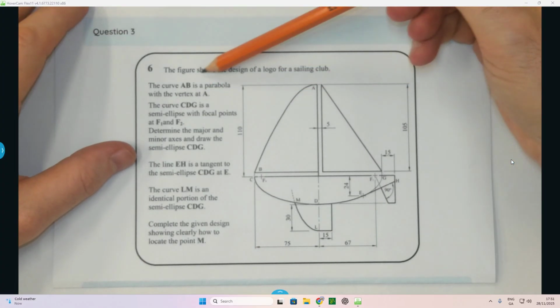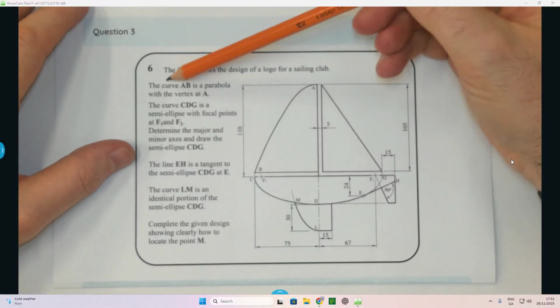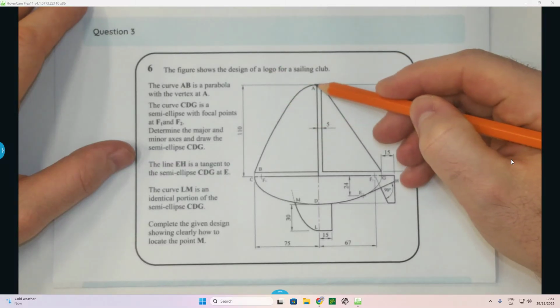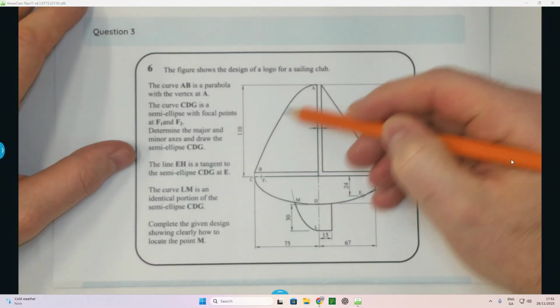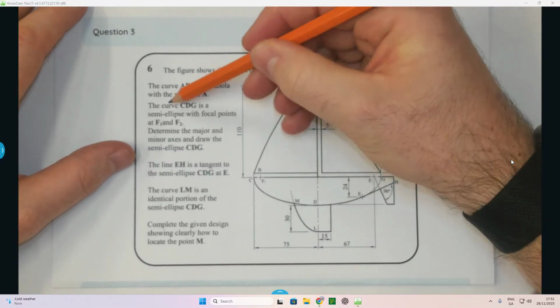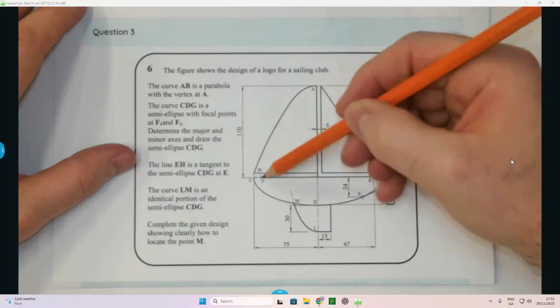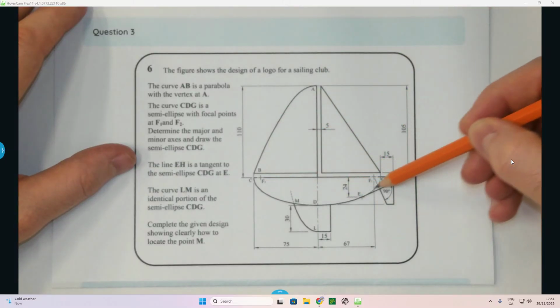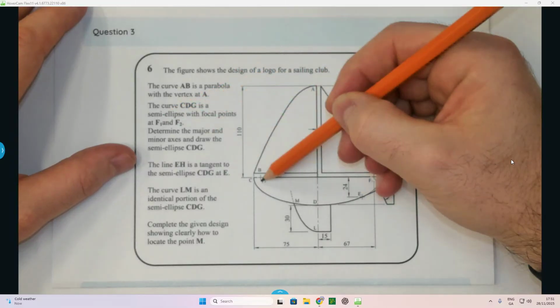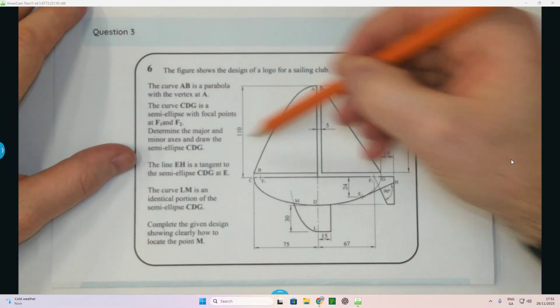So it says here, the figure shows the design of a logo for a sailing club. The curve AB is a parabola with vertex at A. In this case it's actually a semi-parabola because it's just half. The curve CDG is a semi-ellipse. C down to D all the way around to G is a semi-ellipse with focal points F1 and F2.